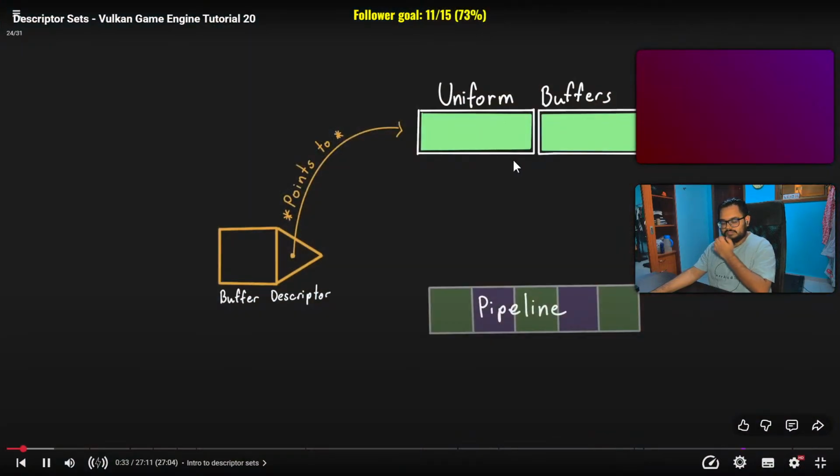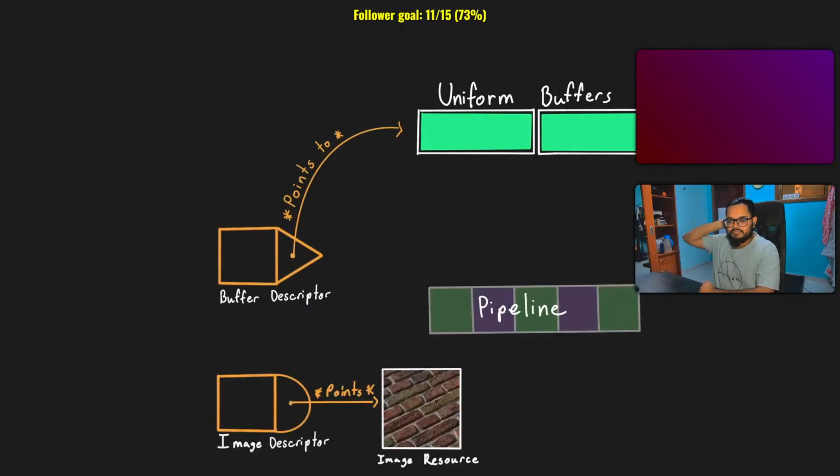Think of a descriptor as like a pointer to a resource. A buffer descriptor, for example, would point to the global UBO buffer object we created in the previous tutorial, and an image descriptor could point to an image and a sampler. Unlike a conventional pointer, these descriptors also store some additional data, such as the size and offset for the buffer type, and an image's layout for an image.